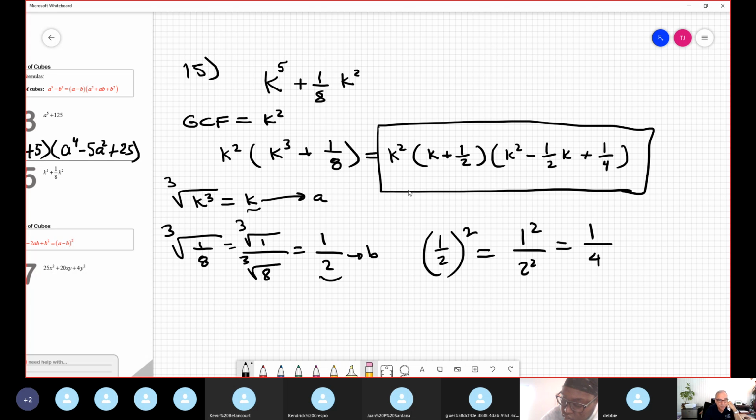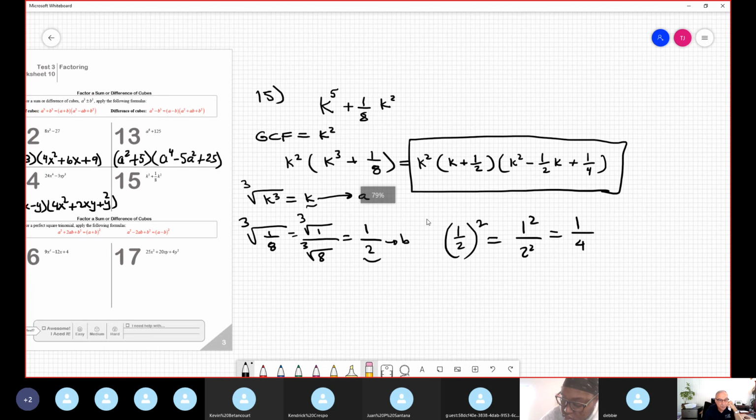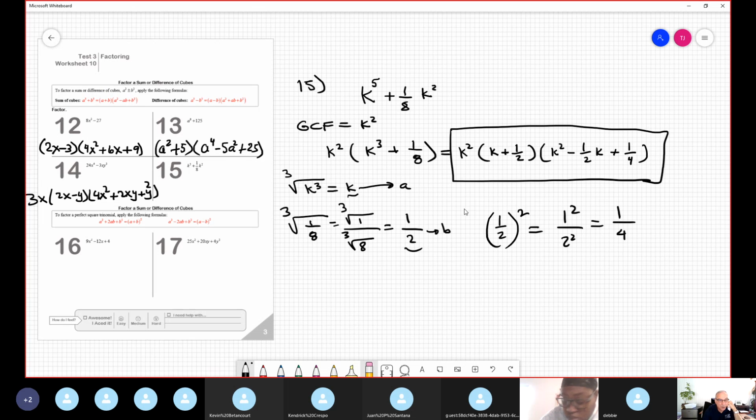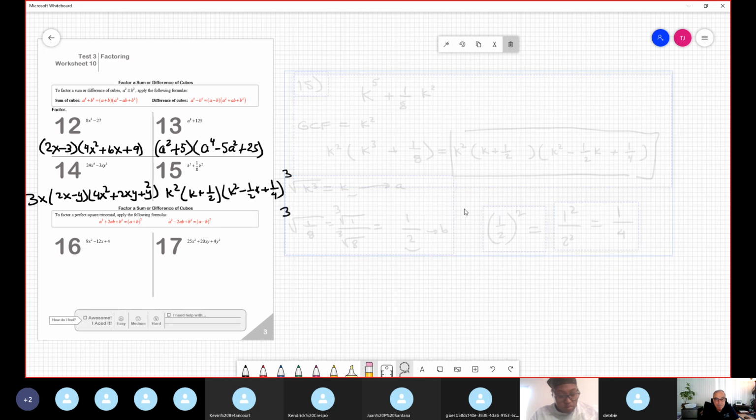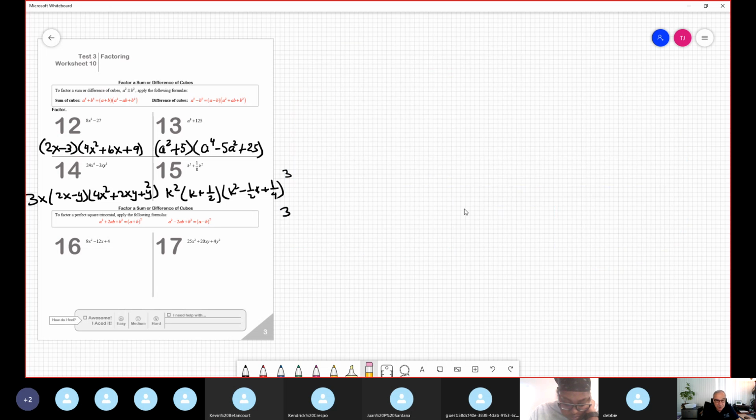And this is the final answer of the factorization: 1/5 is k squared, k plus 1/2, k squared minus 1/2 k plus 1/4, 1 over 4. Okay, that was no big deal. Let me erase this.